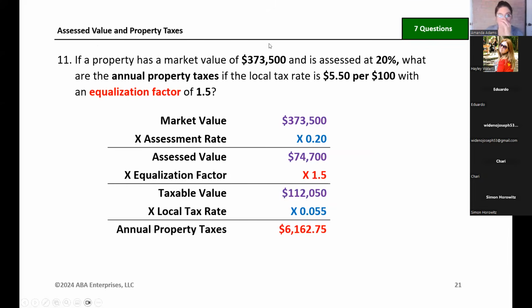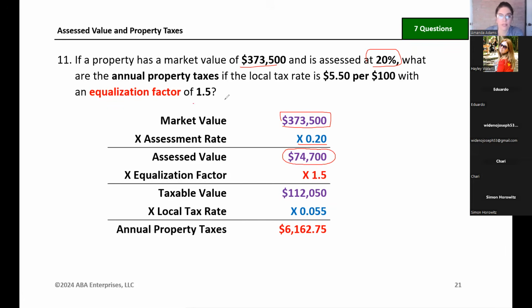Okay, so we're going to start with the market value. So Liliana, we're going to start at the top with the market value, the 373,500. And then we need to multiply it times the assessment rate. And the assessment rate is 20%. And 20% as a decimal is 0.2 or 0.20. You can do it like that as well. Multiply that out, and that will give us an assessed value of 74,700.